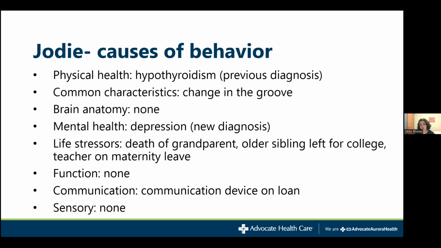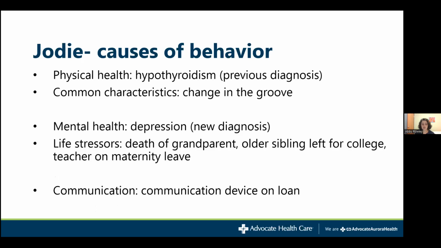And the communication. We also learned that Jody has a communication device that she used, but it was broken. And so she's using a device that's not her typical comfortable device, and it's not personalized for her. Through the assessment, we determined that there aren't any sensory issues. So we're going to focus on the areas that we do have concerns: the physical health, the hypothyroidism, the common characteristics, change in the groove, mental health, depression diagnosis, the many life stressors, and communication.